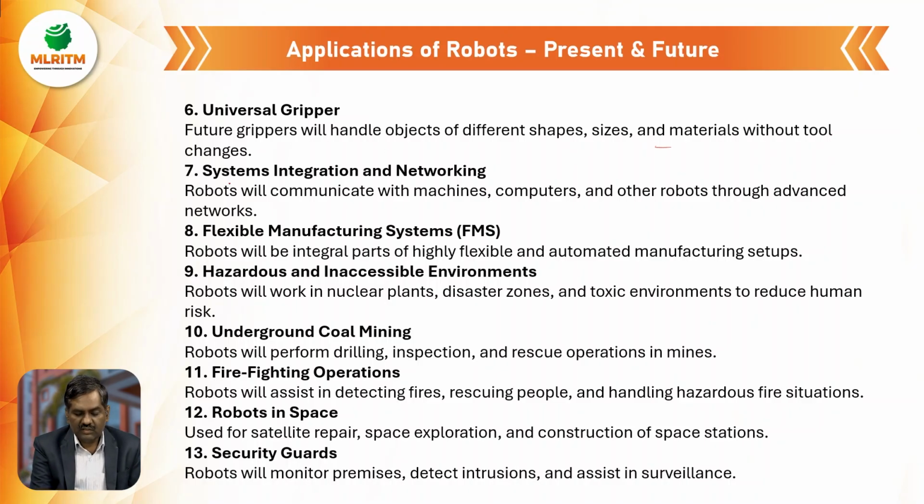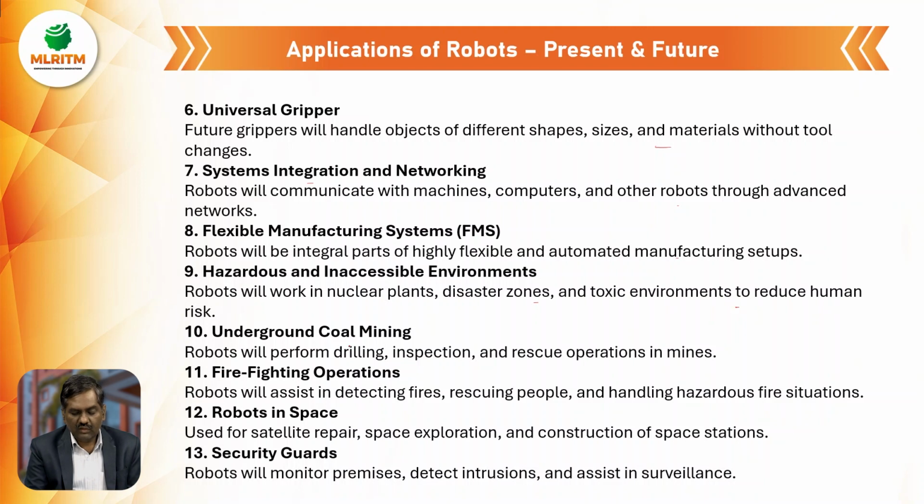The seventh application is systems integration and networking. Robots will communicate with machines, computers, and other robots through advanced networks. Eighth one, flexible manufacturing systems. Robots will be integral parts of highly flexible and automated manufacturing setups. Ninth one is hazardous and inaccessible environments. Robots will work in nuclear plants, disaster zones, and toxic environments to reduce human risk.